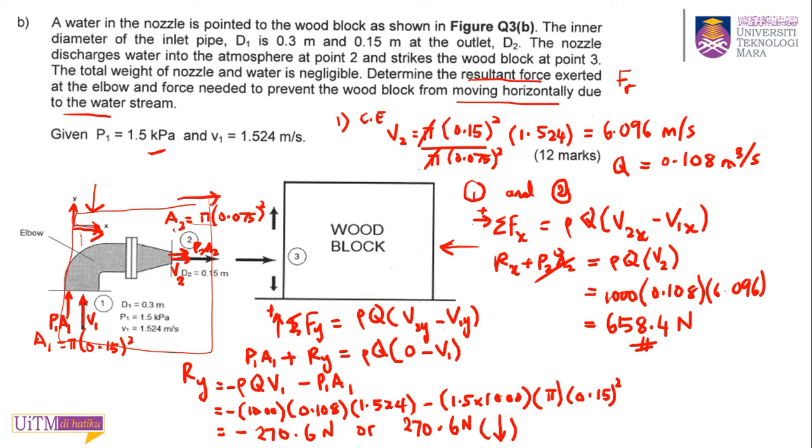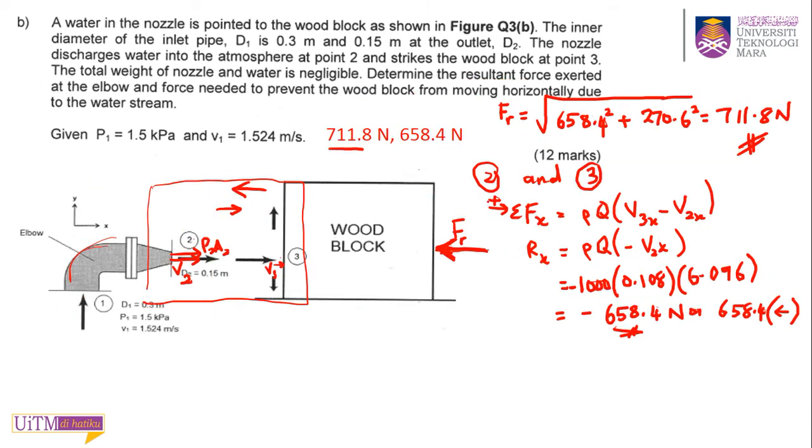You calculated this one to there, 658.4, and there should be a force that opposes it so that the block doesn't move. So this value should be the same. Okay, 658.4 to the right or to the left should be the same, so that the wood block is not moving, to prevent the wood block from moving. So if you just write the answer for this the same as this, it is correct, it means that you understand.